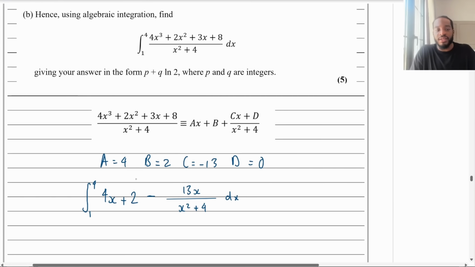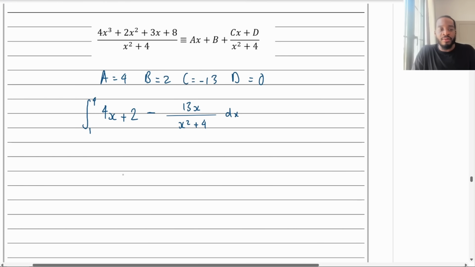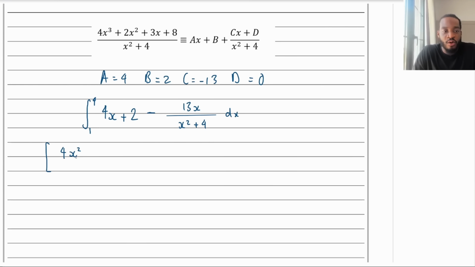Because the first two terms are just year 12 integration. So I'm going to do those first. So if I integrate that, it will be 4, and then it will be x squared over 2, right? And then plus the 2x. So that's just year 12 integration. Add 1 to the power divided by new power. 4 divided by 2 is 2. So I can write this as 2x squared, can't I? So that'll be 2x squared over there. So 2x squared plus 2x, and then minus, and then now I've got to integrate this 13x over x squared plus 4.